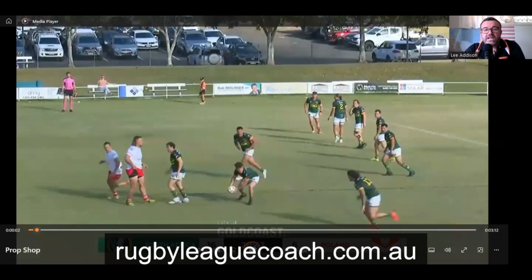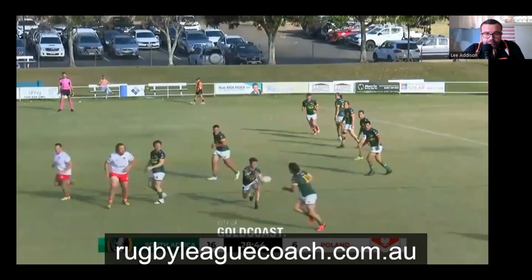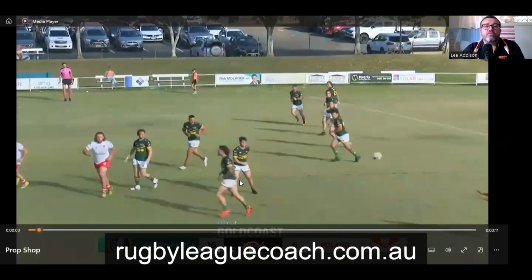Look at number 13 here. I know he's not a prop, but one of the reasons that I've overlapped some of the locks into this is sometimes they do move into the front row. Other times they just play as quite a direct runner anyway. That is actually a really good decoy run in the sense that he was really flat with the play the ball and the hooker when he passed it. So in theory, he could have been taking the ball.